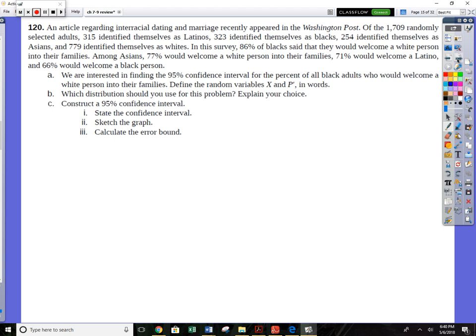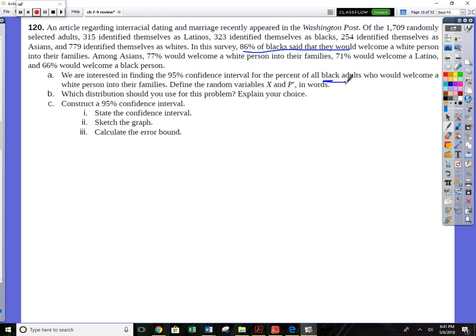Alright, number 120. An article regarding interracial dating and marriage recently appeared in the Washington Post. Of the 1,709 randomly selected adults, 315 identified as Latino, 323 black, 254 Asian, 779 white. In the survey, 86% of blacks said that they would welcome a white person into their family. And I'm going to stop there because that's all we're going to do. So A, we're interested in finding the 95% confidence interval for the percent of all black adults who would welcome a white person to the family.